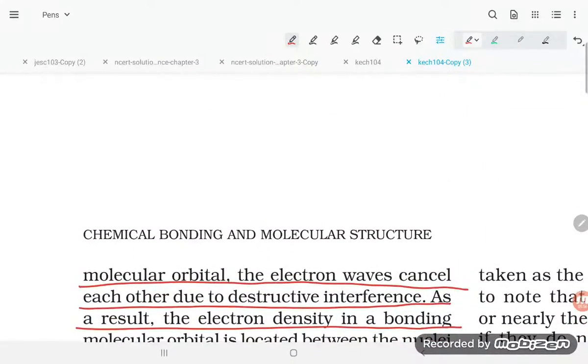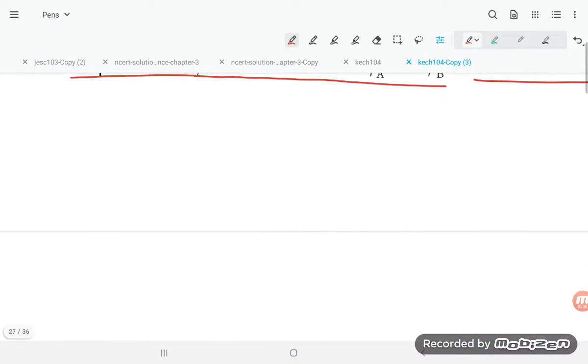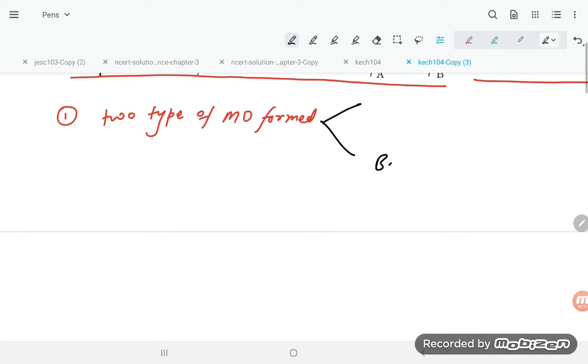So this is the point, student: two types of molecular orbitals are formed. What are their names? One is the bonding molecular orbital, and another is the anti-bonding molecular orbital, right?